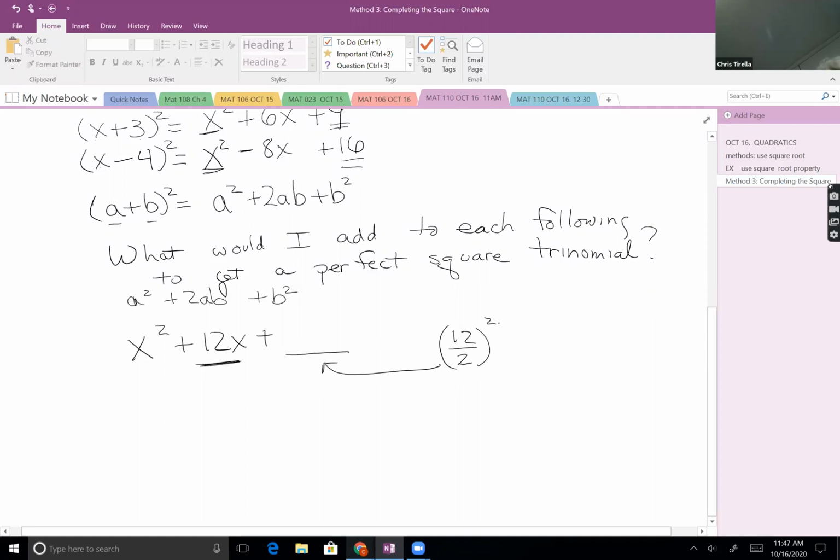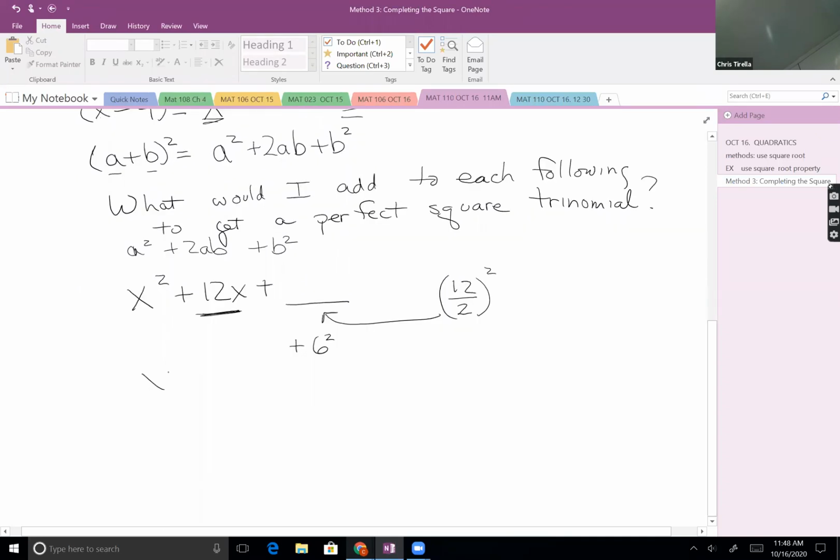12 divided by 2 is 6. So if I add that 6 squared, don't I get x squared plus 12x plus 36? That would be my x plus 6 squared.